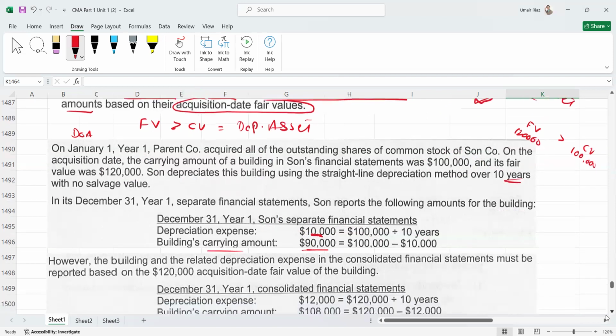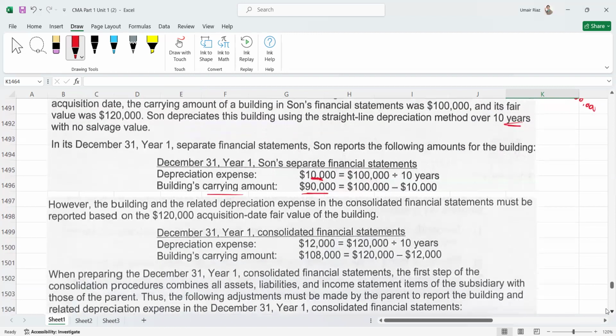Now, please remember, we are discussing what we have to do in the consolidated financial statements at the end of the year. In the consolidated financial statements, we have to use the fair values of assets, because consolidation is based on acquisition date fair values, right or wrong? So now we have to use fair value. We will depreciate this fair value, and calculate the carrying value of the asset based on this fair value.